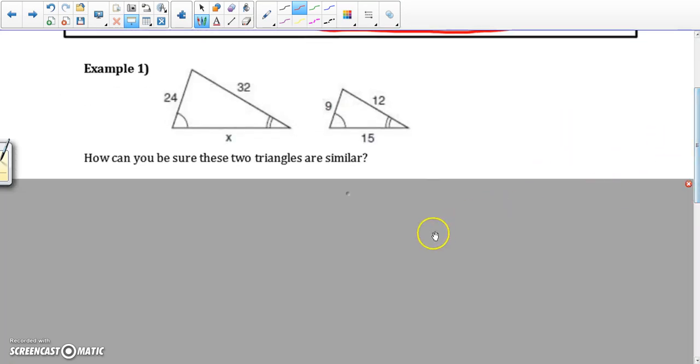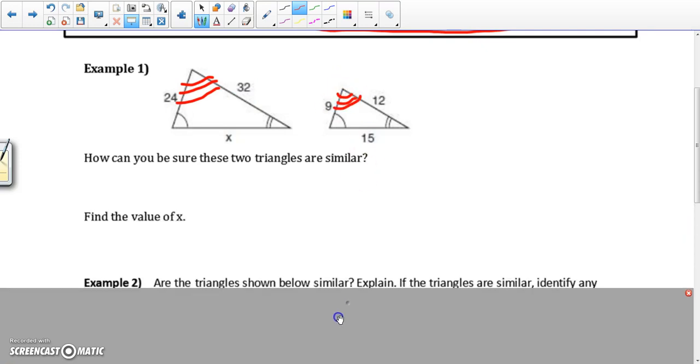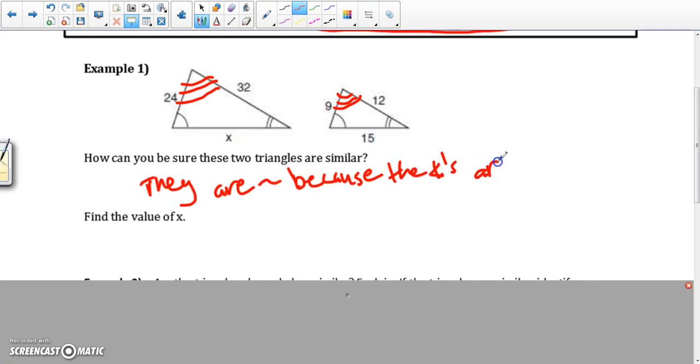First of all, how do we know these two triangles are similar? If you look, we have two angles here that are congruent, and actually, we can prove, because the triangles have to add up to 180, if two of the angles are congruent, that means the third one has to be congruent. So that tells us they are similar, and I'll use my symbol here. They are similar because the angles are congruent.